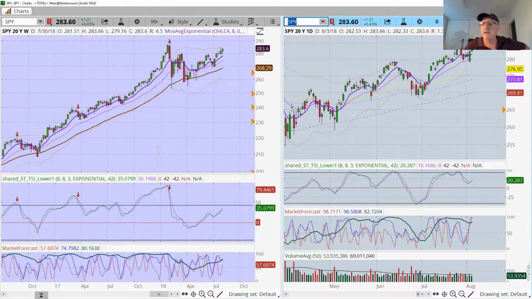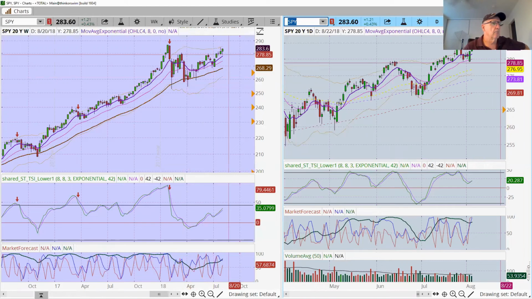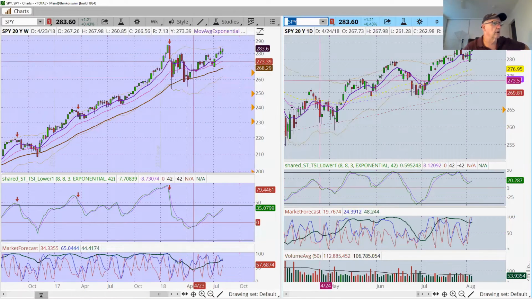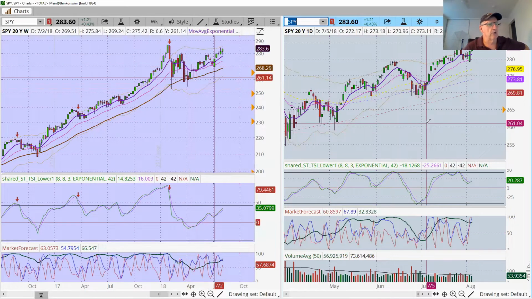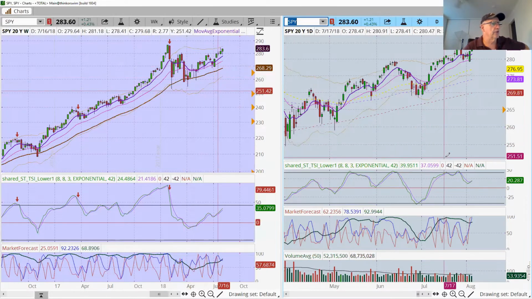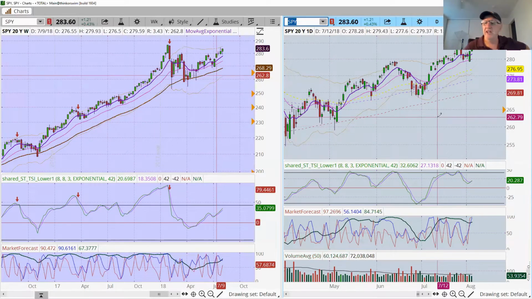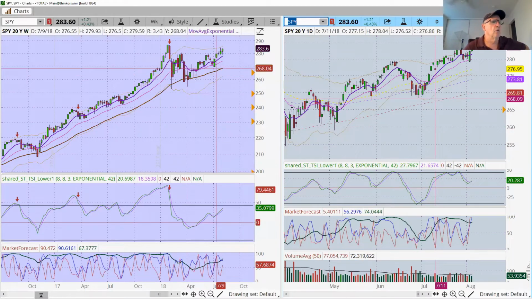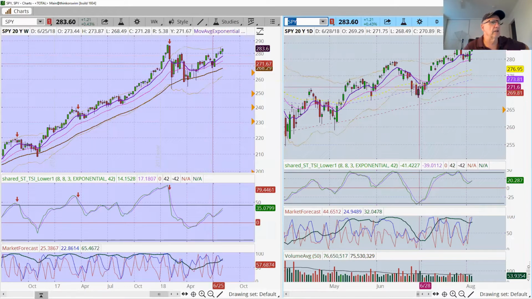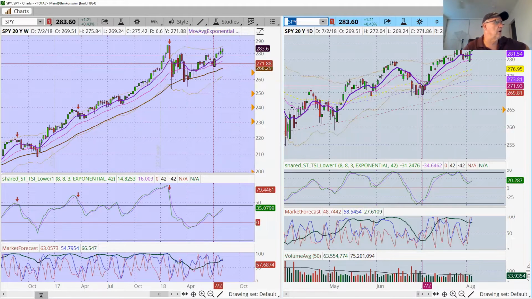As you can see, I have my cursor linked, so when I have my cursor on the right-hand screen, you can see its presence over here on the left-hand screen. The reason I set it up like that is very simple. When I see an entry signal or a setup on a daily chart, I want to be able to really quickly locate on the weekly chart where that specific area is.